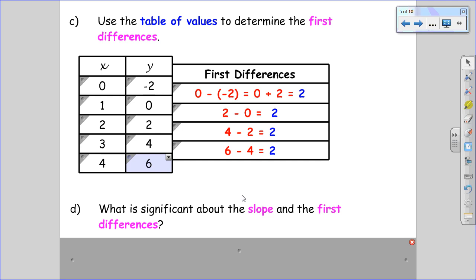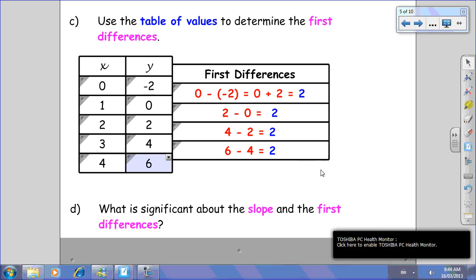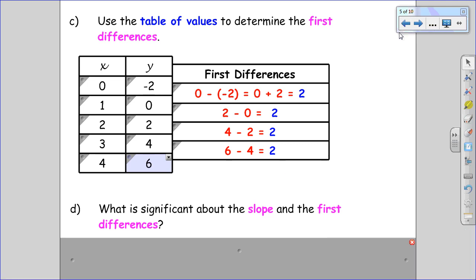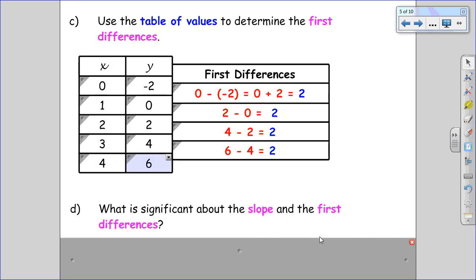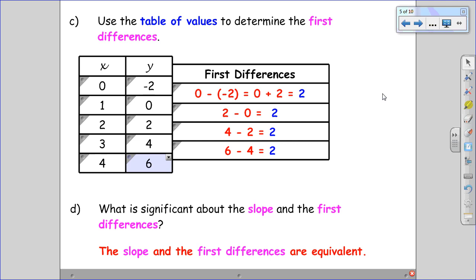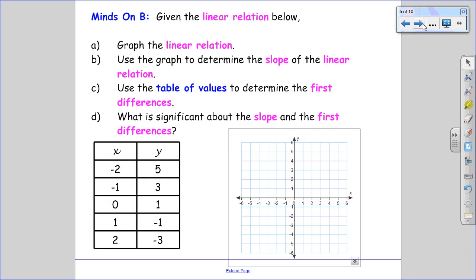So the first differences are constant, which confirms it's a linear relation, but we already knew that. But what is interesting, if I look at my first differences and I go back to my slope, well, wait a minute, those were exactly the same. So what happened was my slope and my first differences were equal.